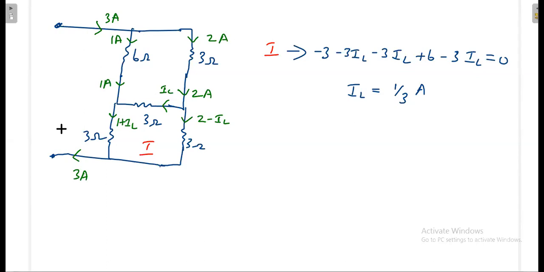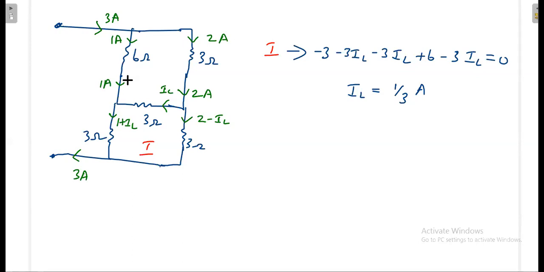So finally what is important? You can go by any method. Finally the answer is important, and also you should know, for a given problem, which method will be suitable. So finally I got IL, and once I know IL, I know this current also. I know all the branch currents. I know all the branch voltages, everything I know. Finally, the circuit analysis is really complete.